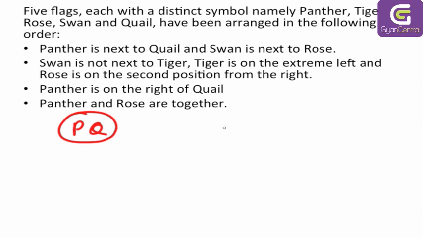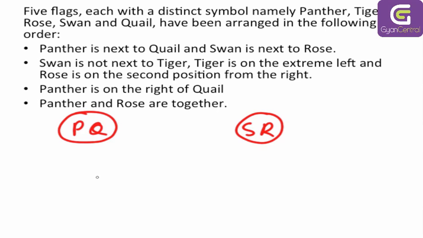It could very well be QP. Very similarly, S and R will come together. So it could be RS or SR as a pair. Swan is not next to tiger. Okay. Tiger is on the extreme left.